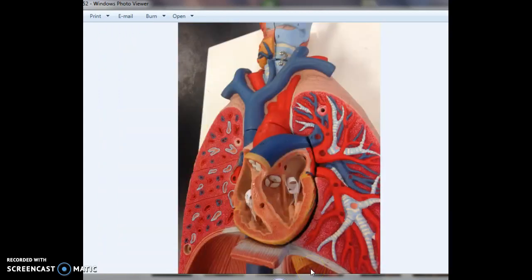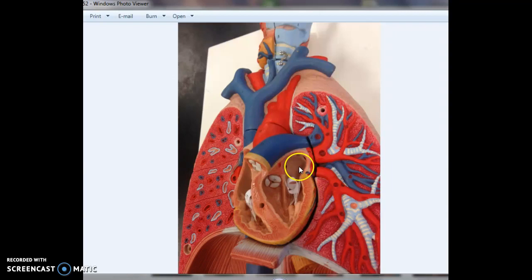So this is our model heart. It is on our lung model, and it's similar to the ones inside the mannequins as well. So this is the septum right here. This is the pulmonary semilunar valve. This is the aortal semilunar valve. This is the left ventricle, left ventricle. This is the right ventricle.